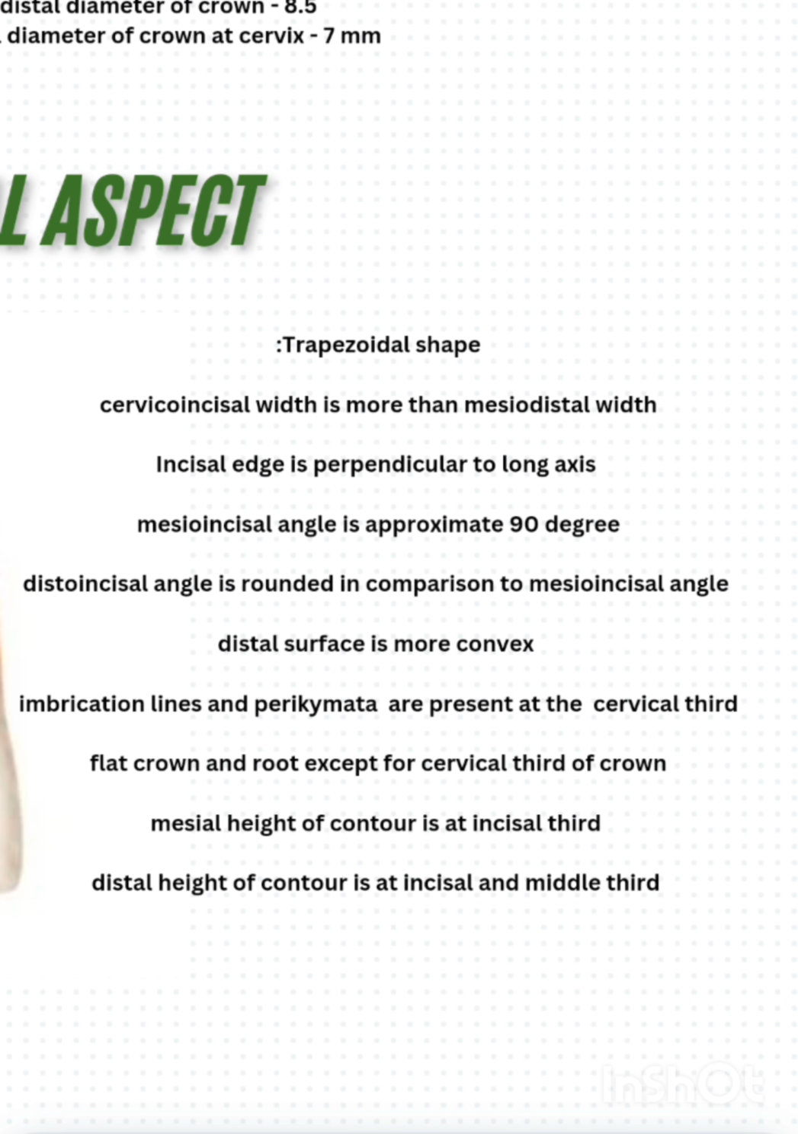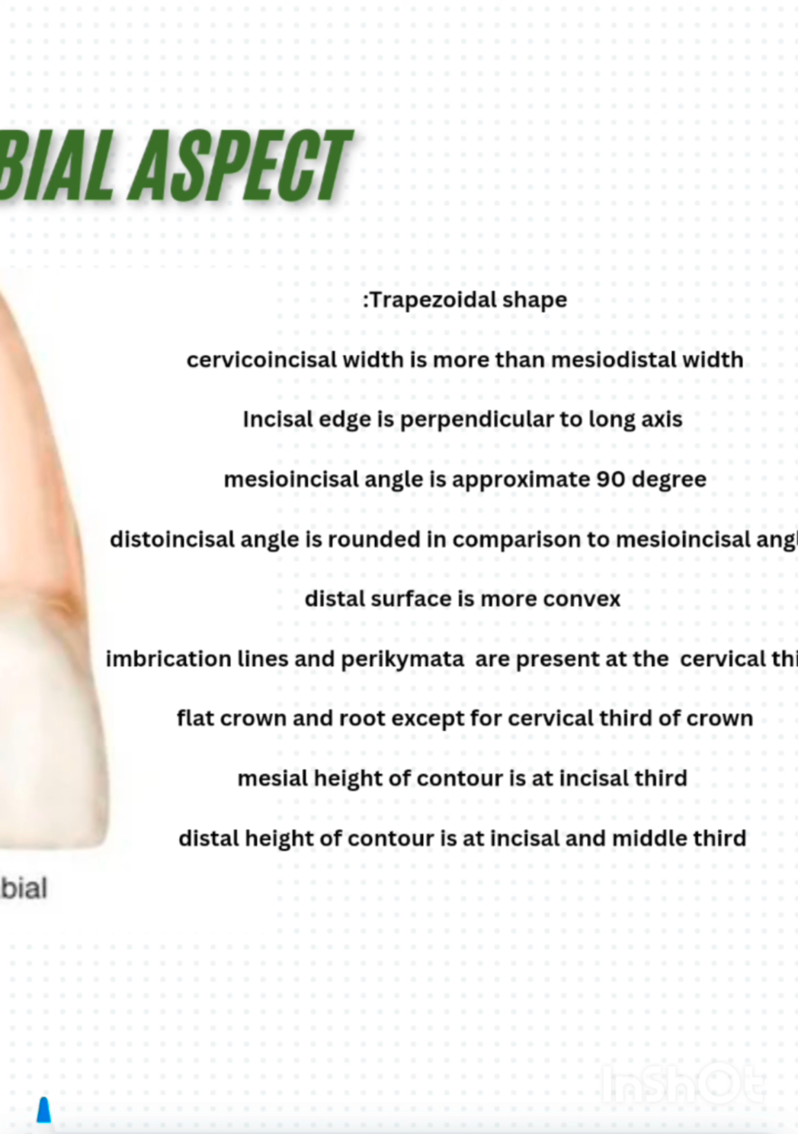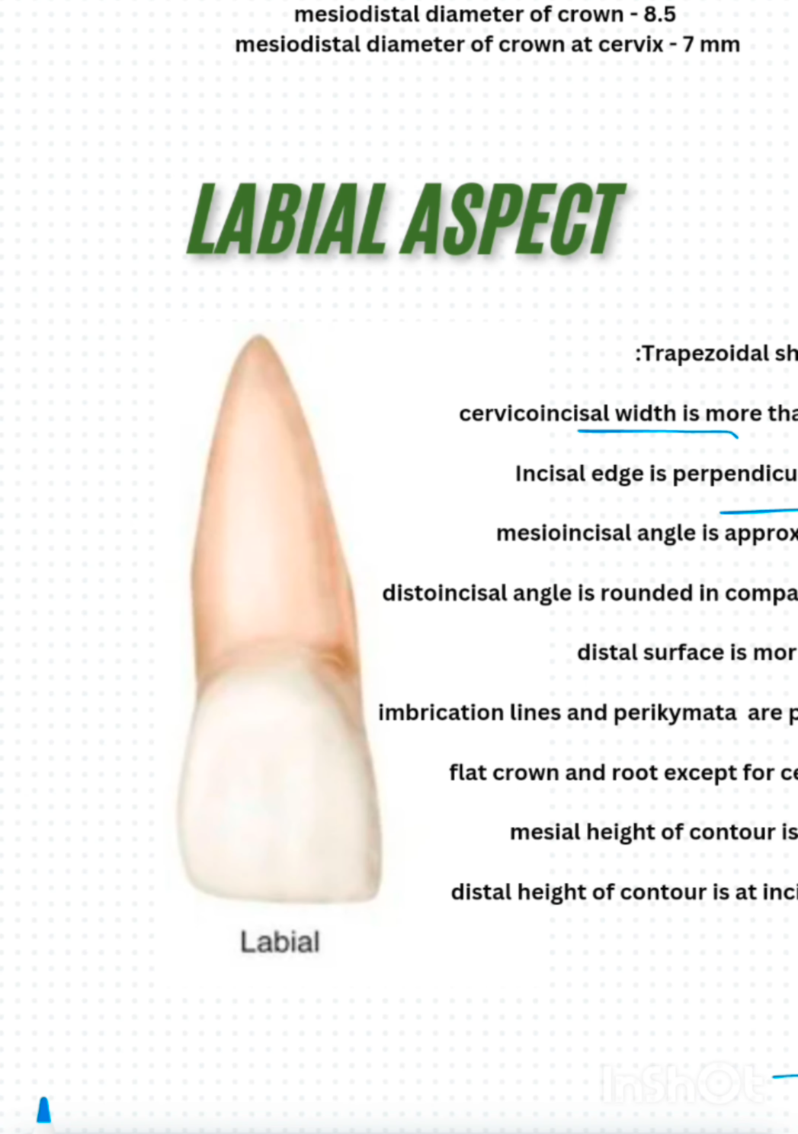So let's take a look again. It is of trapezoid shape. Cervico-incisal width is more than the mesiodistal width. Incisal edge is perpendicular to the long axis. The mesio-incisal angle is approximately 90 degrees and the distal incisal angle is rounded in comparison to the mesio-incisal angle. Now distal surface is more convex. Okay. Now one more thing, there are imbrication lines present at the cervical third of the central incisors.